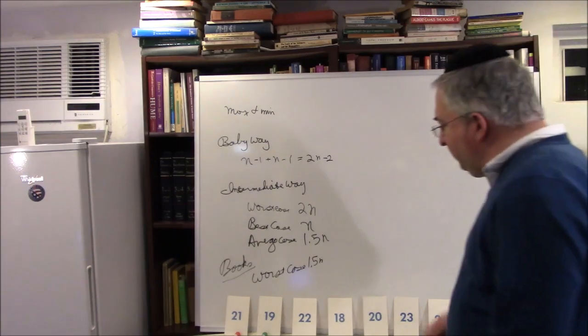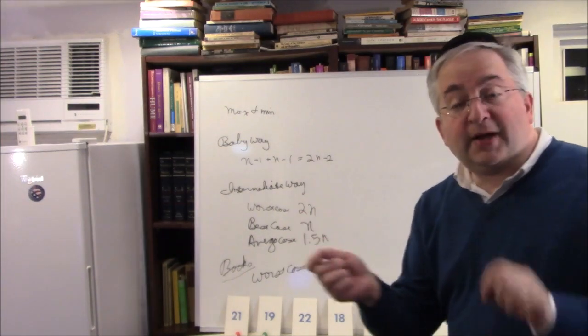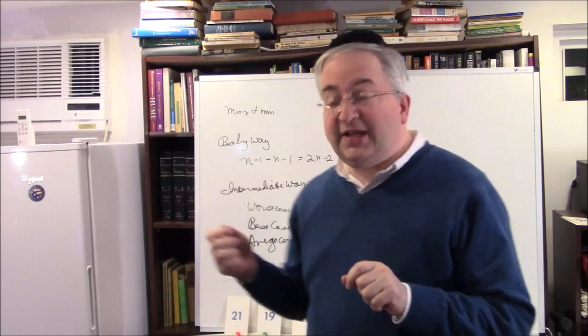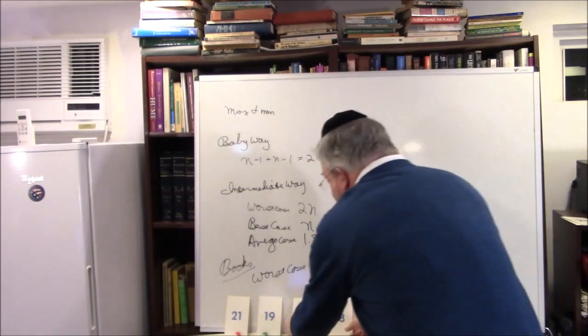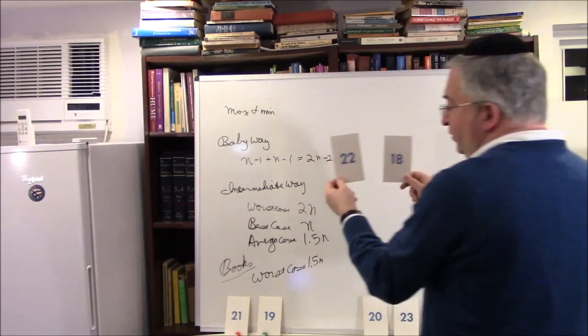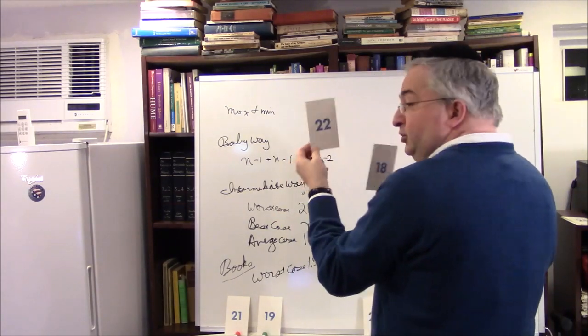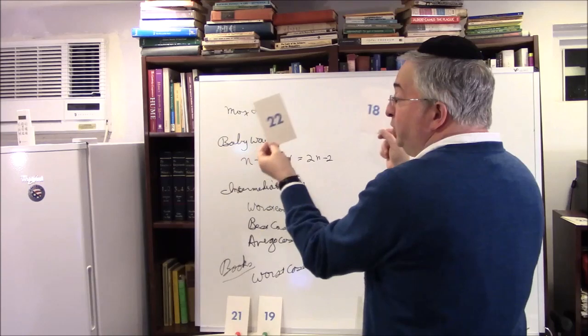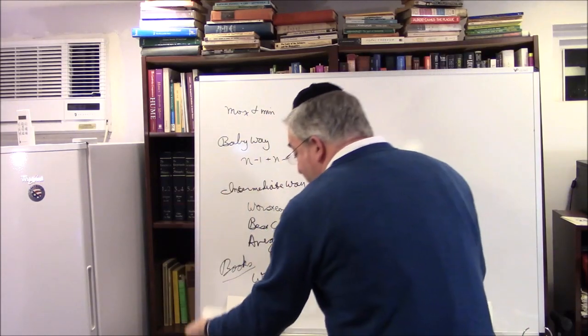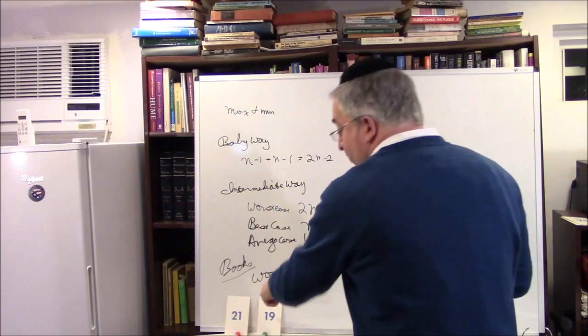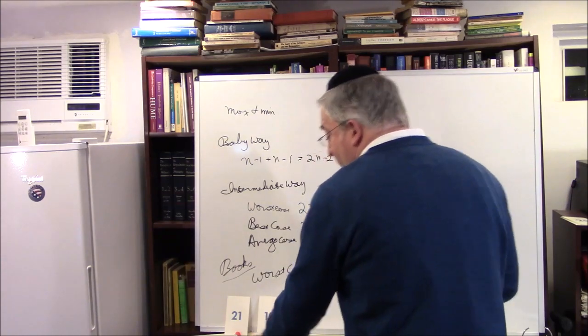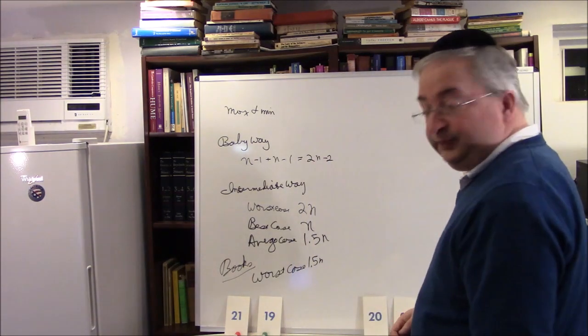Great. Now I'm going to take the next two cards. I'm not going to do it one card at a time. I'm going to take the next two cards, 22 and 18. Now let's see. What do I do here? What's larger, 22 or 18? Answer 22. So I just did one comparison. I found which one is larger here. Now I'm going to compare the larger here to the larger there, and I'm going to compare the smaller here to the smaller there. Okay?